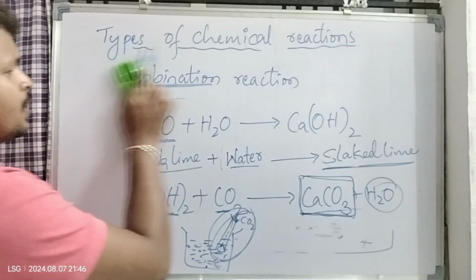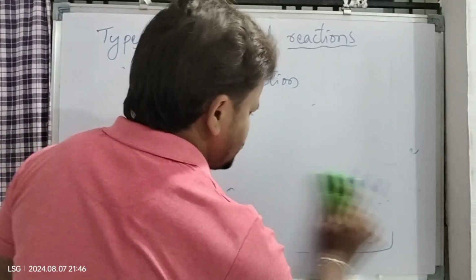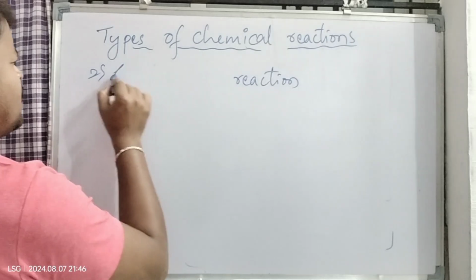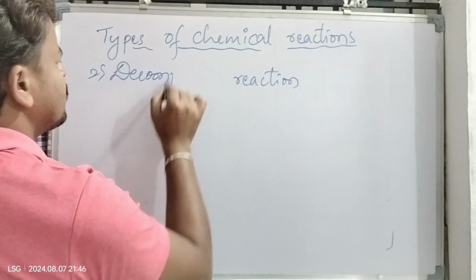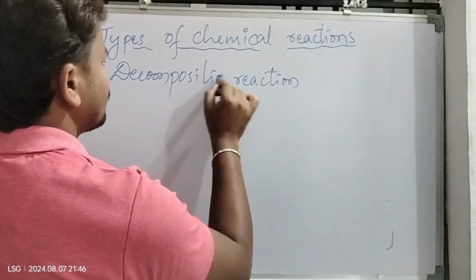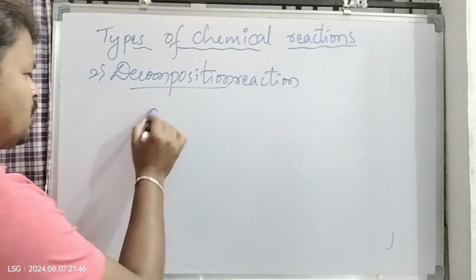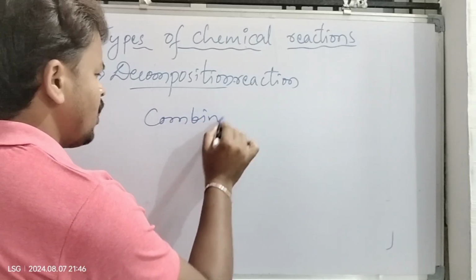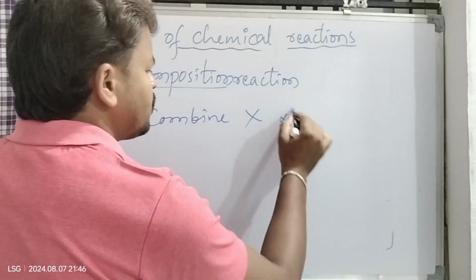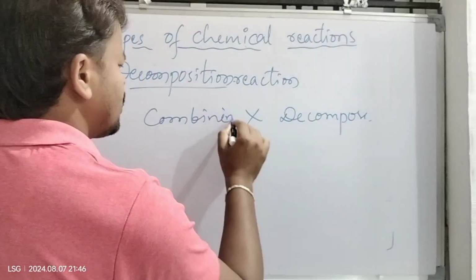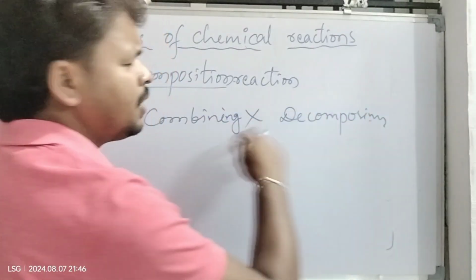The next type is decomposition reaction. The second type is decomposition reaction. This is the opposite of combination. You might have heard the opposites: combine, decompose. Compose, decompose. Composing means combining. Combining, decomposing. It is opposite.